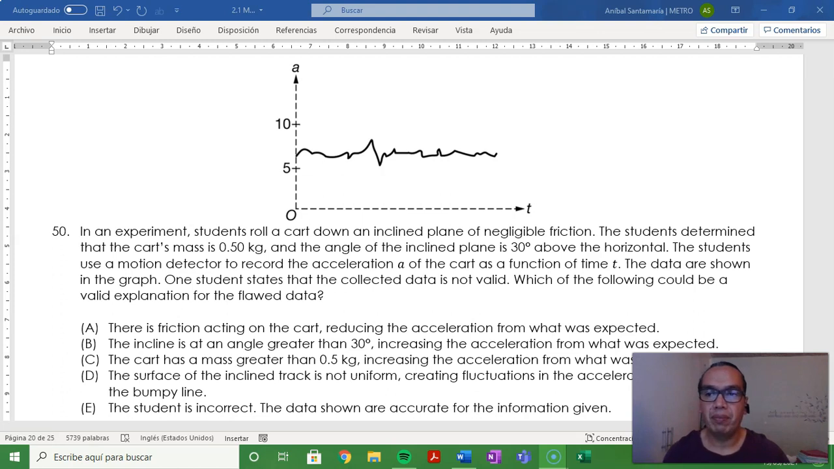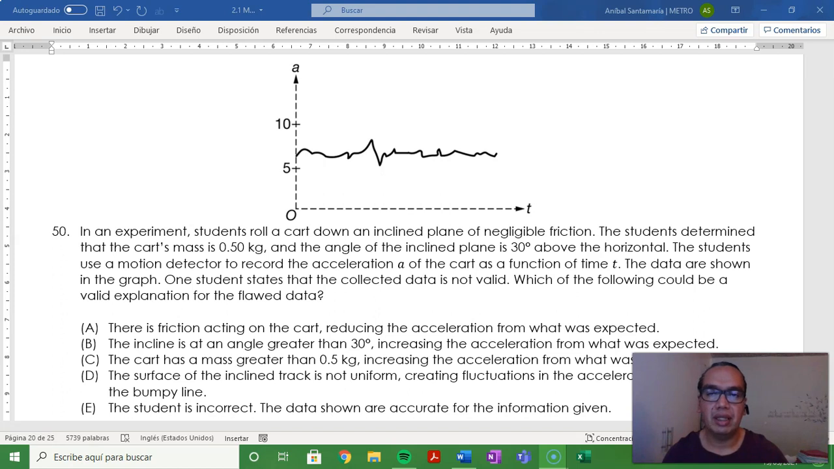Number 50. In an experiment, students roll a cart down an inclined plane of negligible friction. The students determined that the cart's mass is 0.50 kilograms, and the angle of the inclined plane is 30 degrees above the horizontal. The students used a motion detector to record the acceleration a of the cart as a function of time t. The data are shown in the graph.